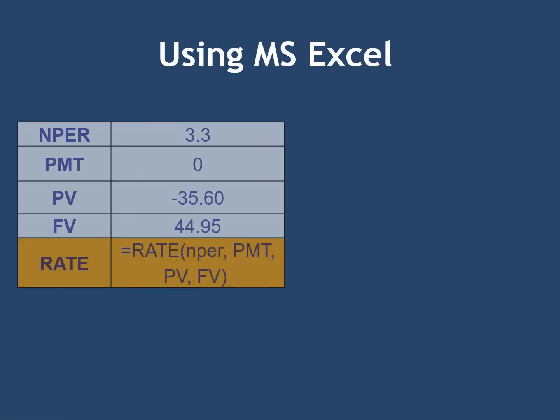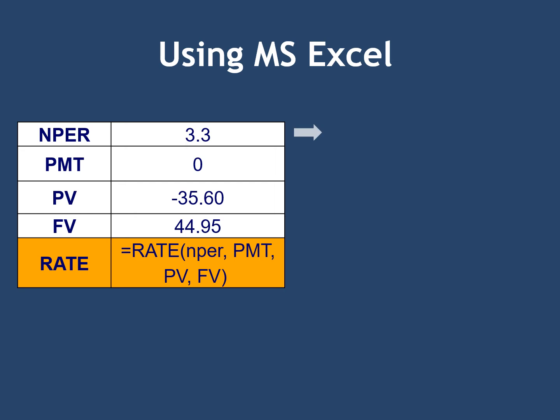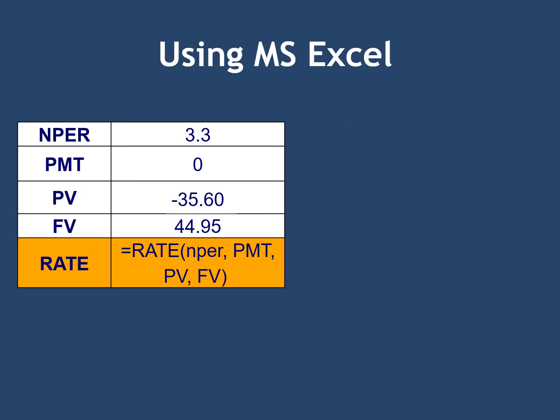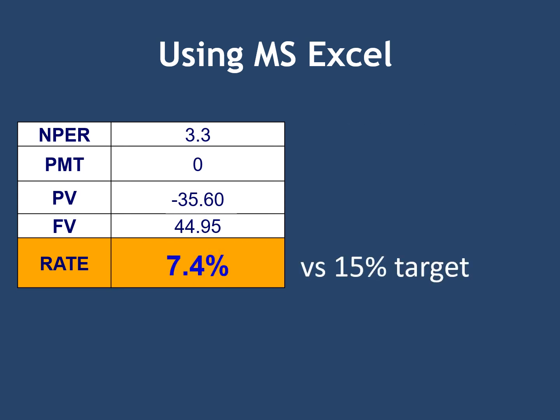Here is Michelle's Excel worksheet. For NPER, she uses the DAYS360 formula to get the number of days between buying and selling days and divides by 360. PMT is set at 0. For PV, she types a negative sign first before the value since the money came out of her pocket. The formula for rate is shown and the result is 7.4% versus 15% target. Michelle realizes she is below her target.